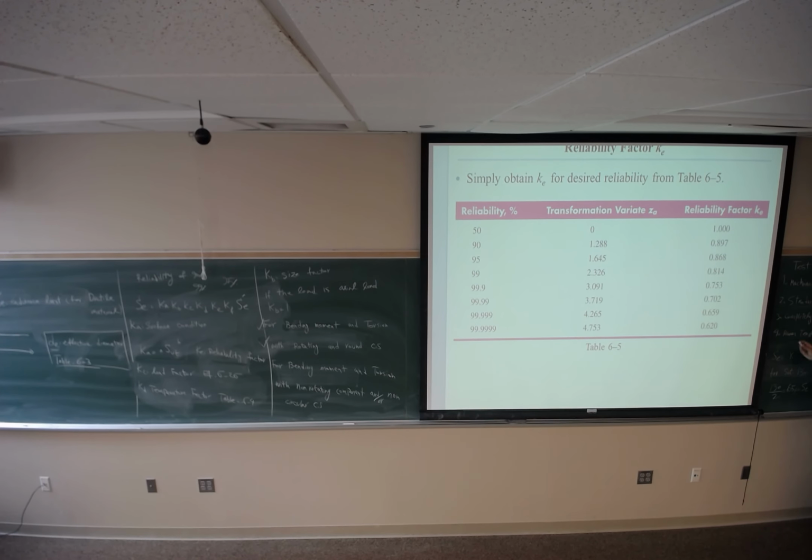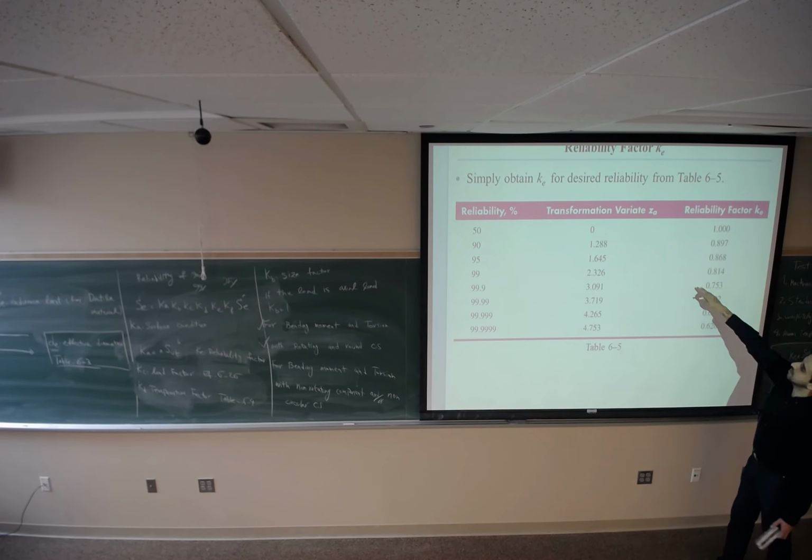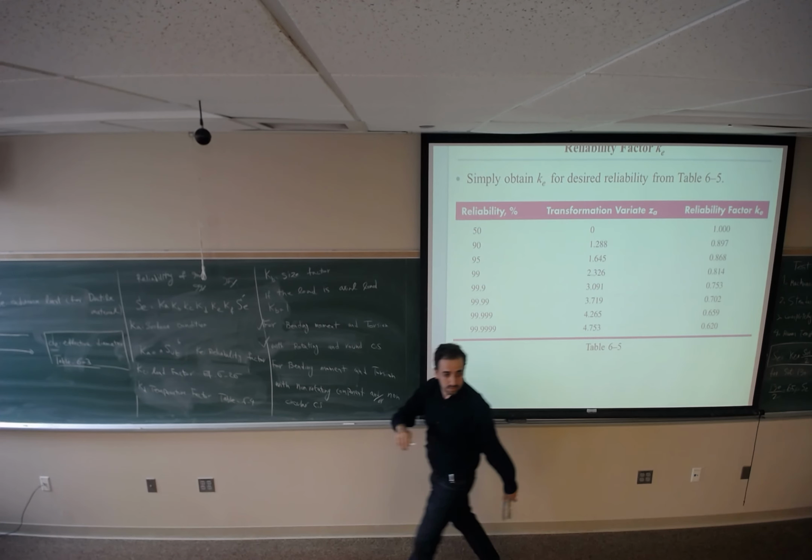KE times S ultimate divided by 2, which is 0.868.